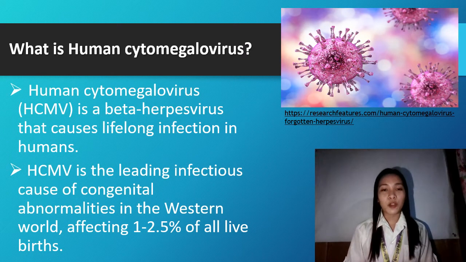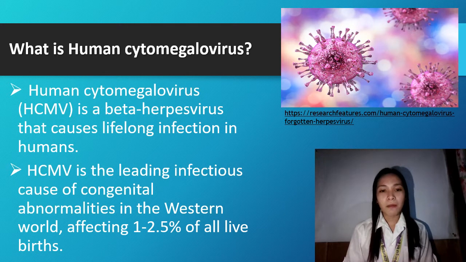What is human cytomegalovirus? Human cytomegalovirus or HCMV is a beta herpes virus that causes lifelong infection in humans. HCMV is the leading infectious cause of congenital abnormalities in the Western world, affecting 1 to 2.5% of all live births. HCMV has a prevalence of 55 to 100% within the human population, depending on different socioeconomic and geographical factors.